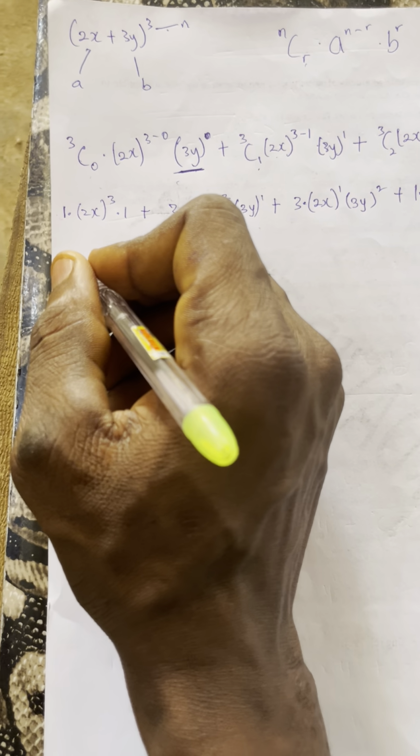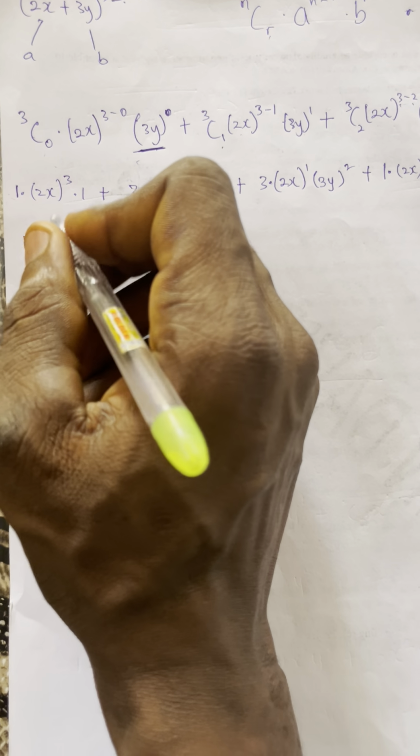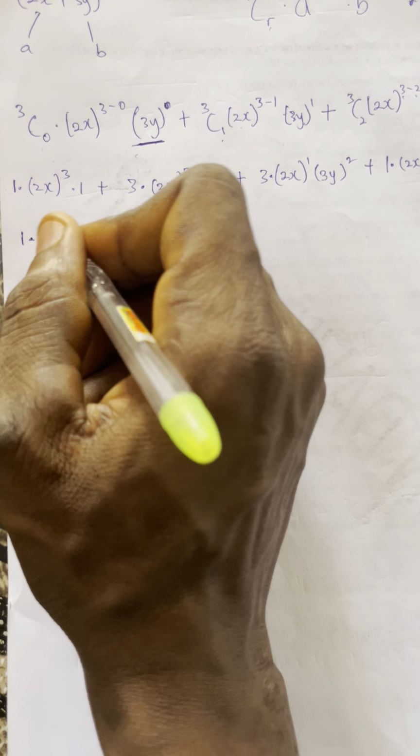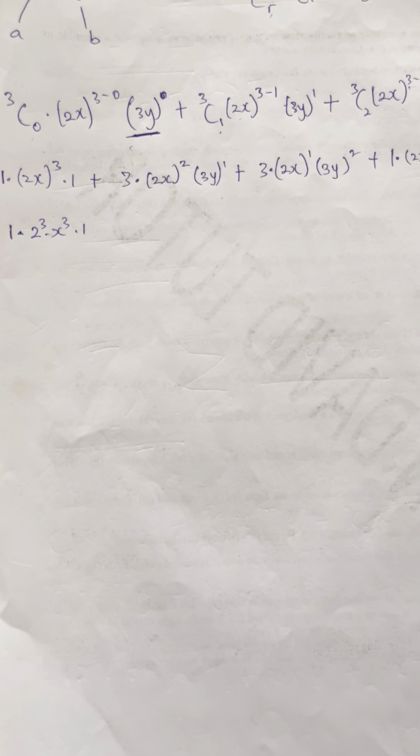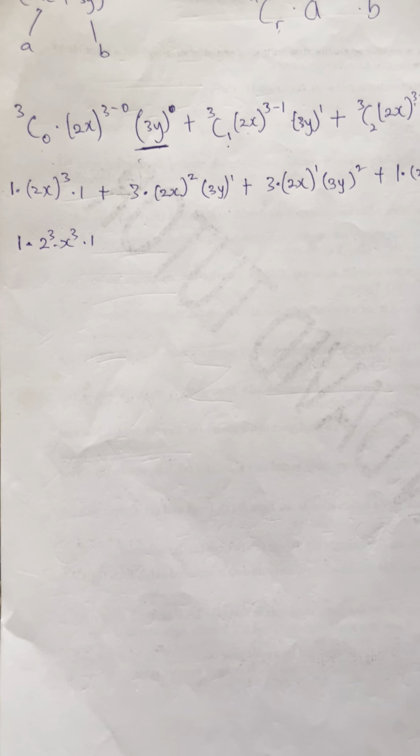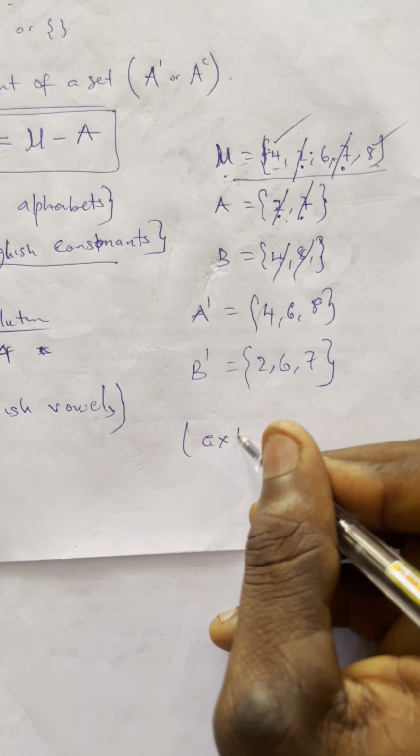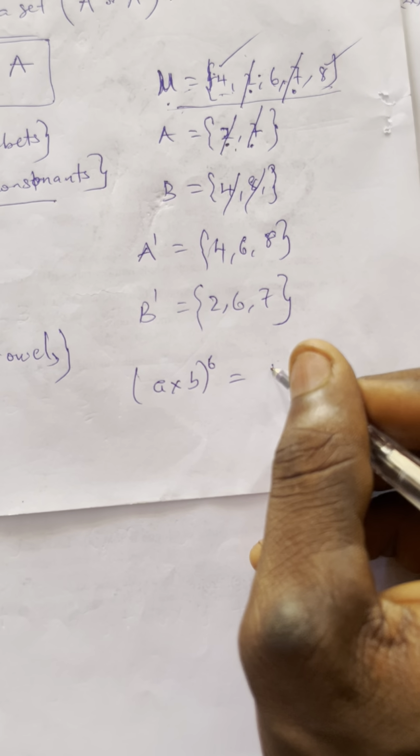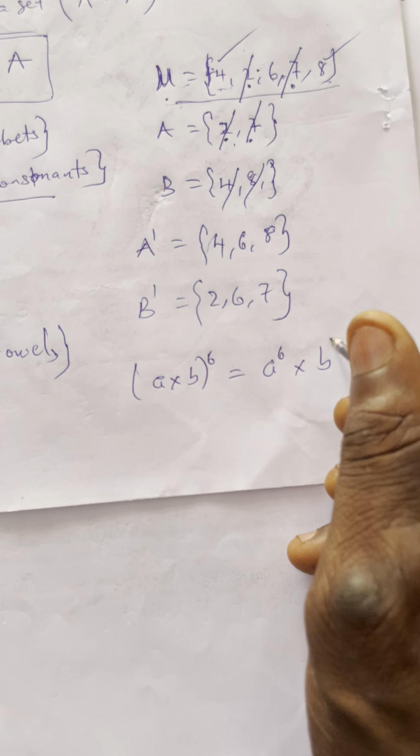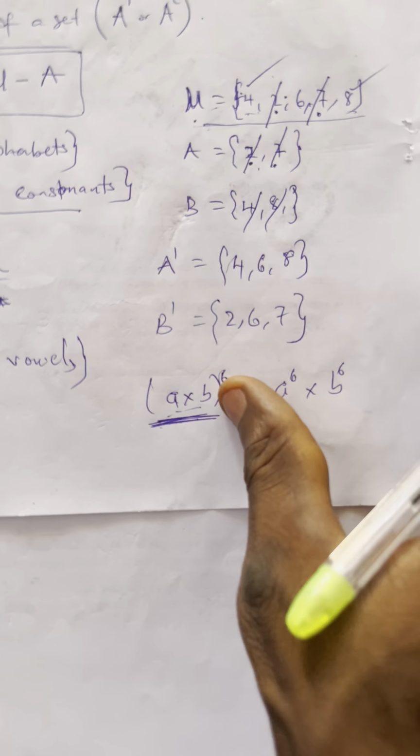Now this becomes 1 multiplied by, let us open this one after the other, 2 raised power 3 x raised power 3 multiplied by 1. Don't forget, in the law of indices, if you have a multiplied by b all raised power 6, then you have a raised power 6 multiplied by b raised power 6. So this power belongs to both values inside the bracket.